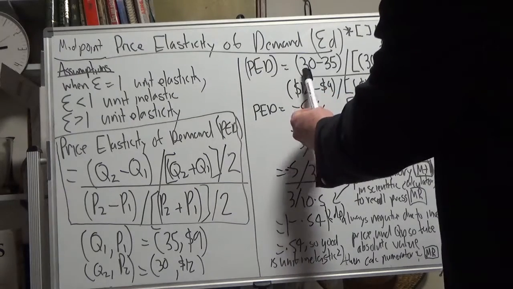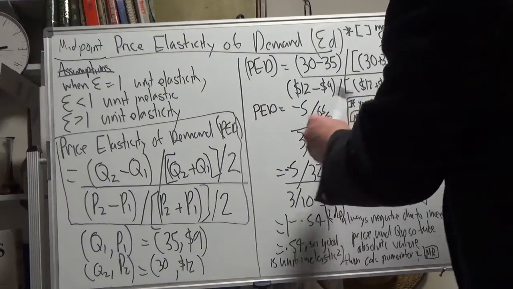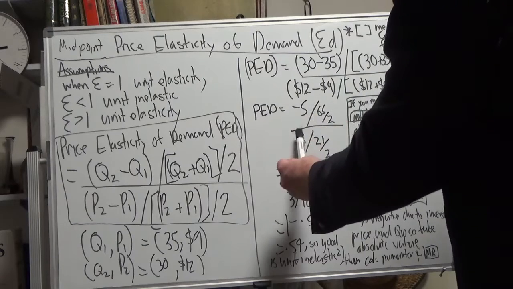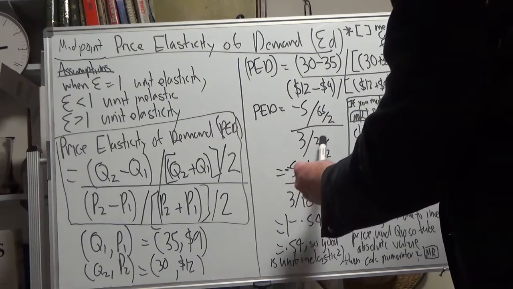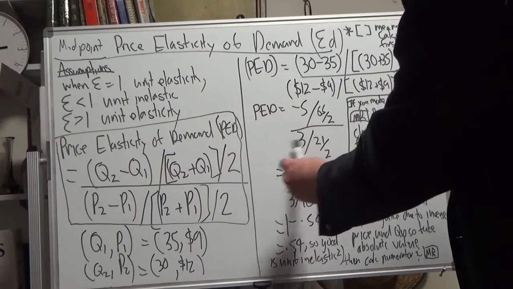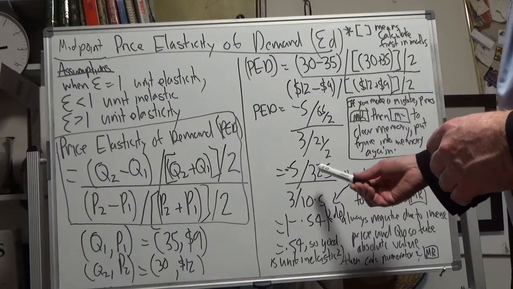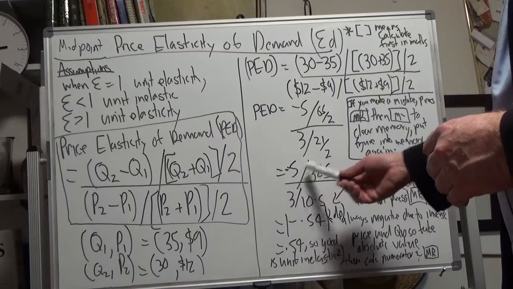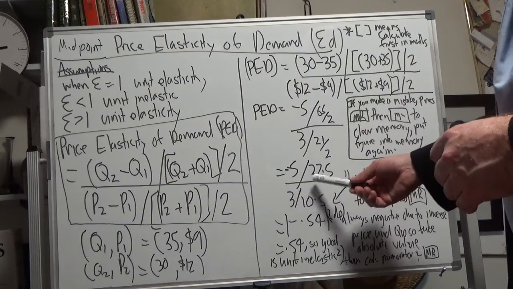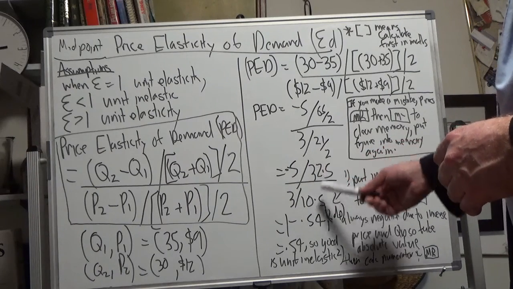Continuing on, you can see 30 minus 35 is minus 5 over 65, that over 2. Just do this step by step in transitions. The denominator is 12 minus 9, 3 over 12 plus 9, which is 21 divided by 2. So we've reached that point in the calculation. And now we've got minus 5 over 32.5, since 65 over 2 is 32.5. Numerator, denominator, 3 over, what's 21 over 2?